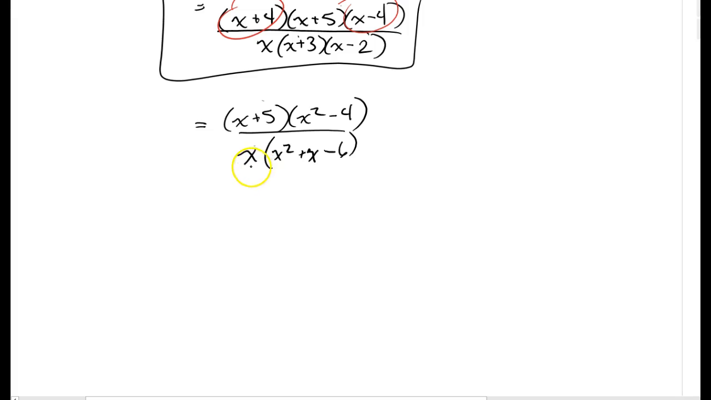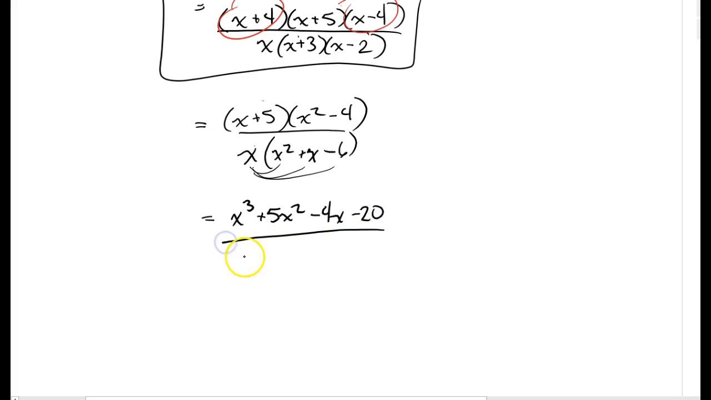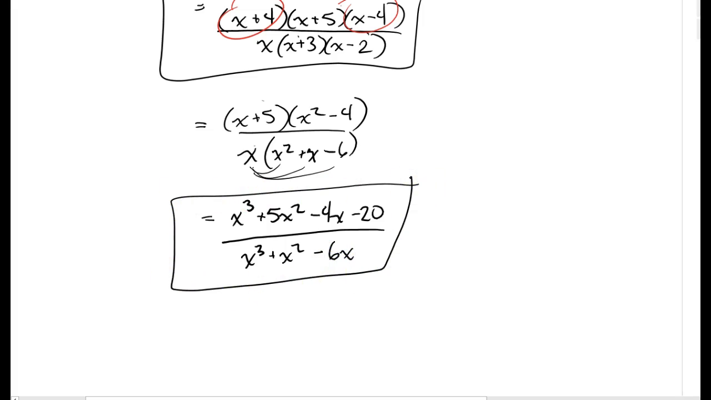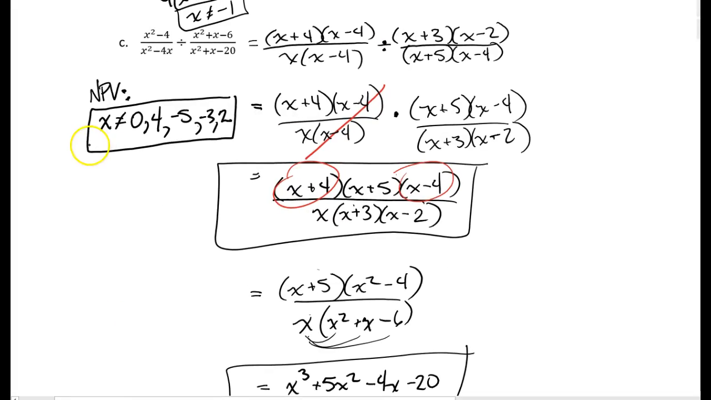From here, it's still two binomials, so it's still FOIL for the numerator. It's just simple distribution for this scenario, so it's really not that bad. And we get x cubed plus 5x squared minus 4x minus 20, all divided by x cubed plus x squared minus 6x. And that would be my final answer. Okay, still the same non-permissible values.